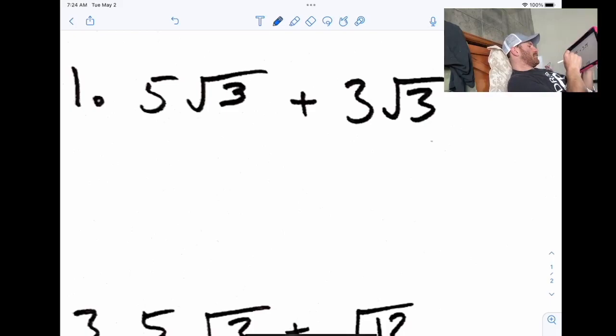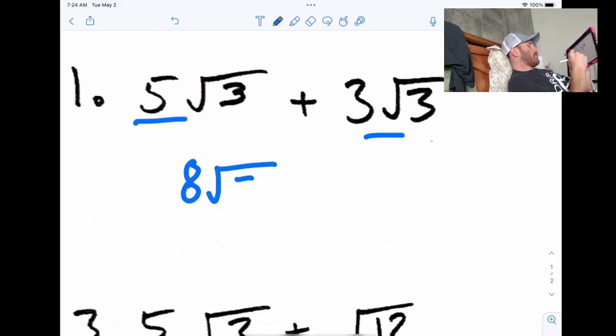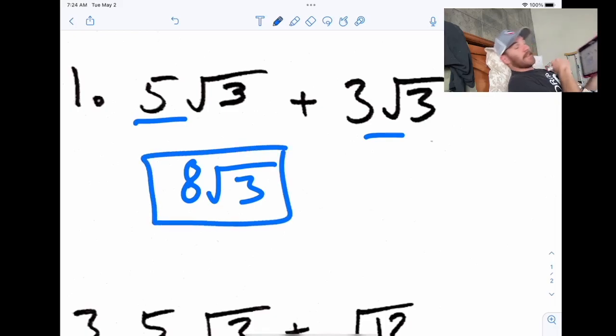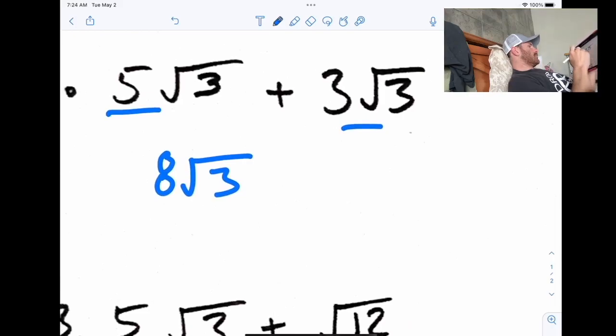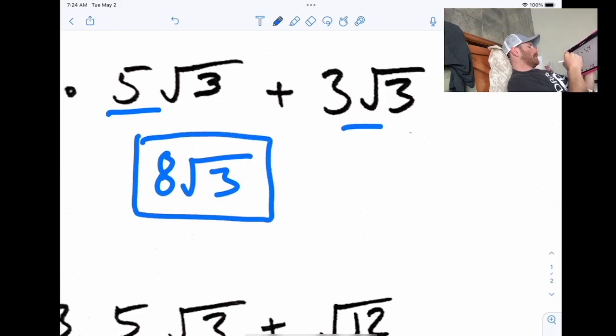Great. So all we have to do is add the big numbers. 5 plus 3 is 8. So we have 8 root 3. And that is our answer there. Ta-da. Okay. Whoops. I don't want to do that. I like the circle around it.